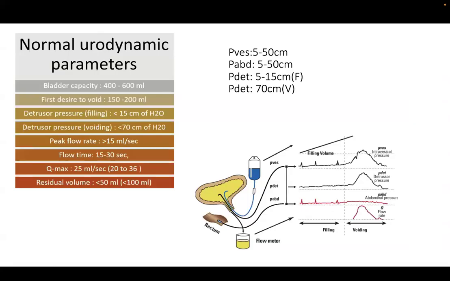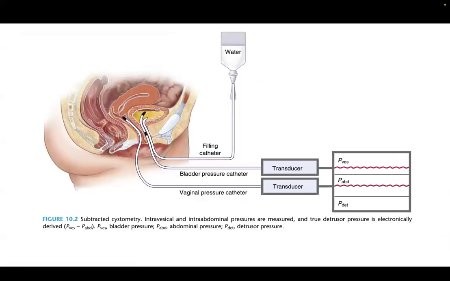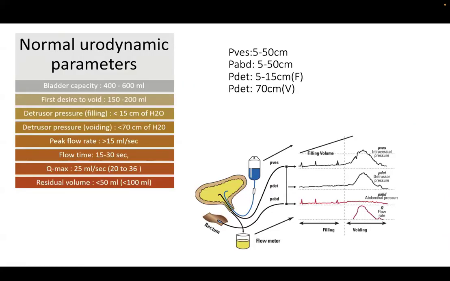For interpretation of cystometry, all these things you have to memorize by heart. What is the bladder capacity? Normal capacity is 400 to 600 ml. First desire to void is 150 to 200 ml. Detrusor pressure during filling is less than 15 centimeter of water, and during voiding less than 70 centimeter of water. If the detrusor pressure during voiding is more than 70 centimeter, we have to think that there may be some obstruction. Then peak flow rate, we already discussed, is more than 15 ml per second. Flow time 15 to 30 seconds, Qmax 20 to 36 ml per second, and residual volume less than 100.